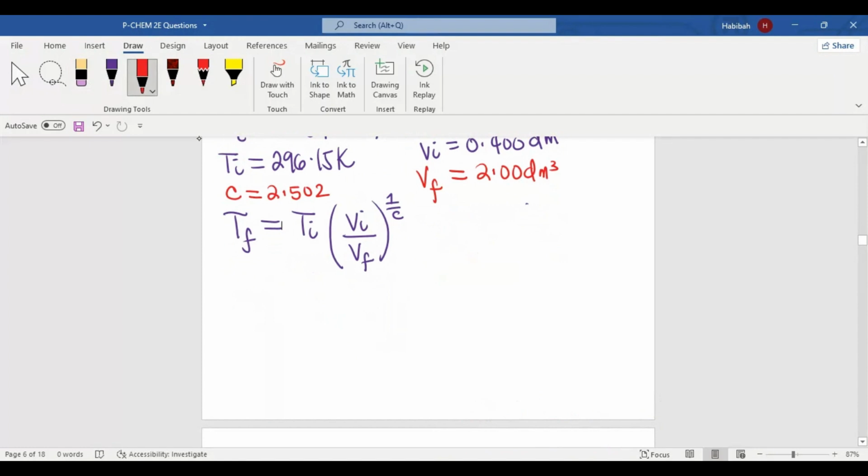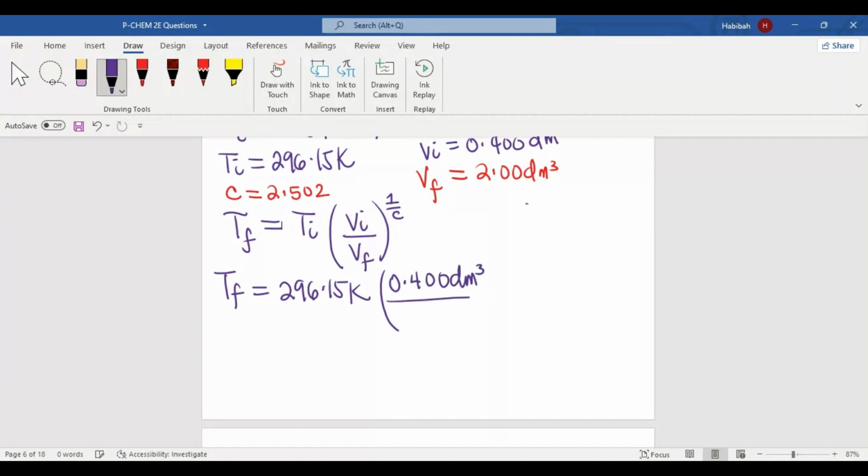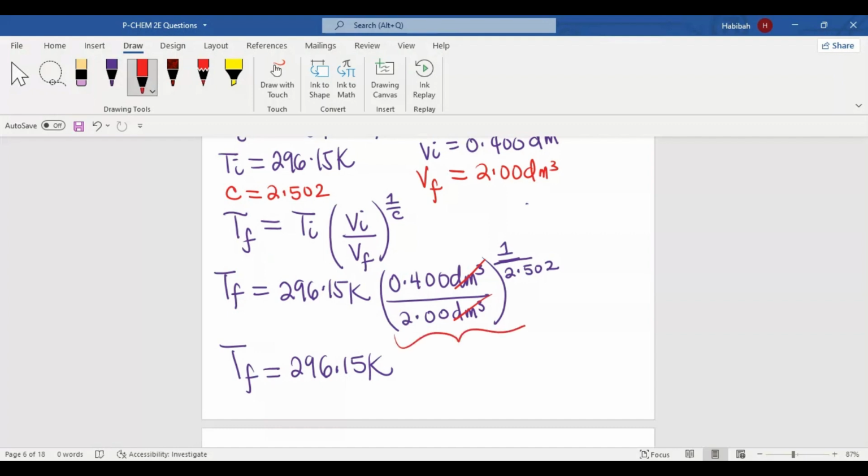So inputting our information, we have T final is now going to be T initial, which we know to be 296.15 kelvins. The V initial is 0.400 decimeter cube. The V final is 2.00 decimeter cube. We have 1 divided by the c value, the c value is 2.502. Yeah, that's basically it. So cancel decimeter cube, you end up with T final is equal to 296.15 kelvins. Now, this entire information I'm going to put in a calculator.